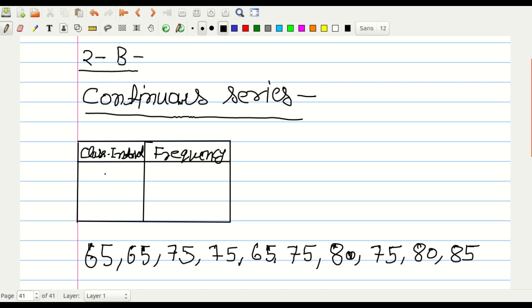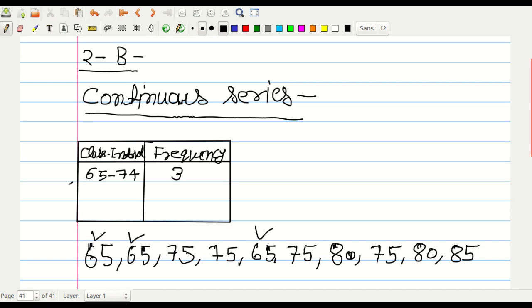So how will you write? Actually here you will write in class interval. For example, if you make a class interval like this one, 65 to 74. Okay, so you can observe that from 65 to 74 there are 3 students. Okay, this one and this one.